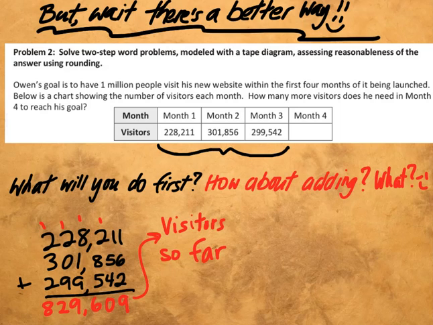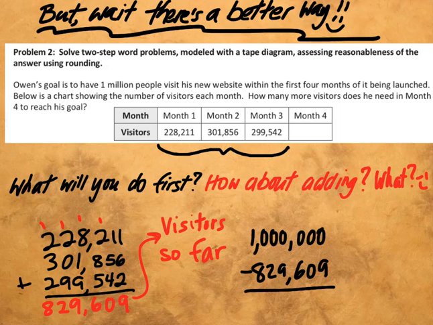So that's the number of visitors, 829,609 so far in the first 3 months. What's left is the last month. I have a goal of 1 million people. So what I'm trying to find out is how many more people I have to add in the 4th month to reach my goal. Now, if it's me, I'm thinking I want to exceed that goal, which means go past it. But for now, let's just live in the not real world.